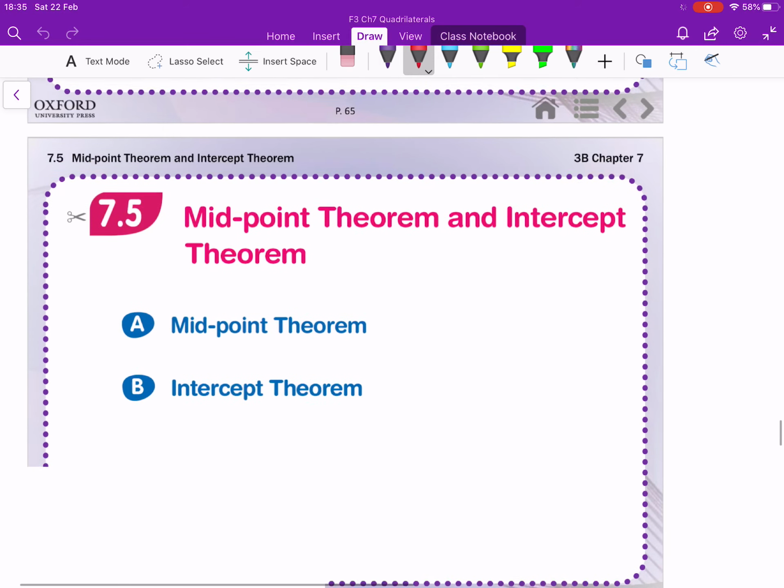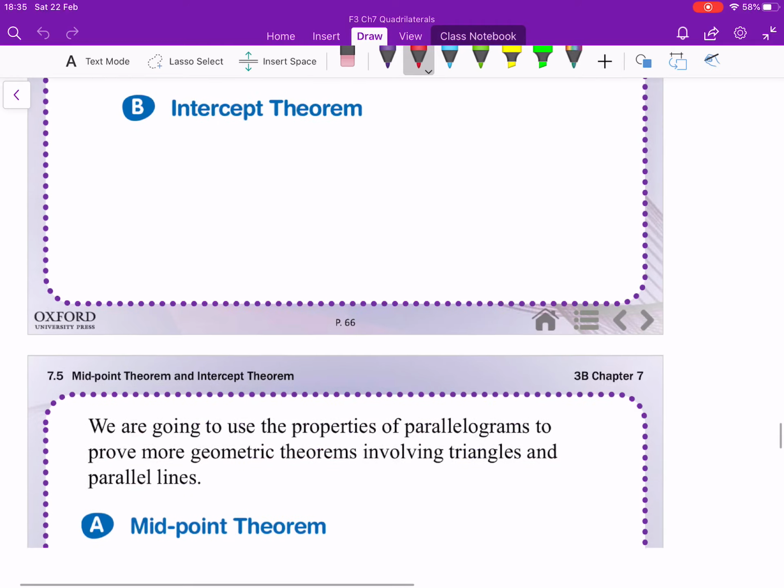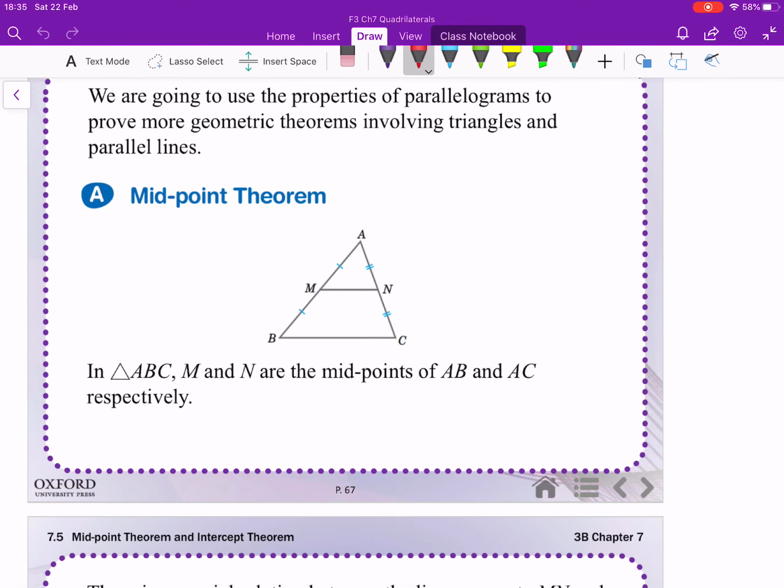Okay, so this time we focus on 7.5. In this section, we will introduce two theorems. One is called the midpoint theorem, and the other is called the intercept theorem. And this is the last section of this chapter. So let's start from the midpoint theorem.